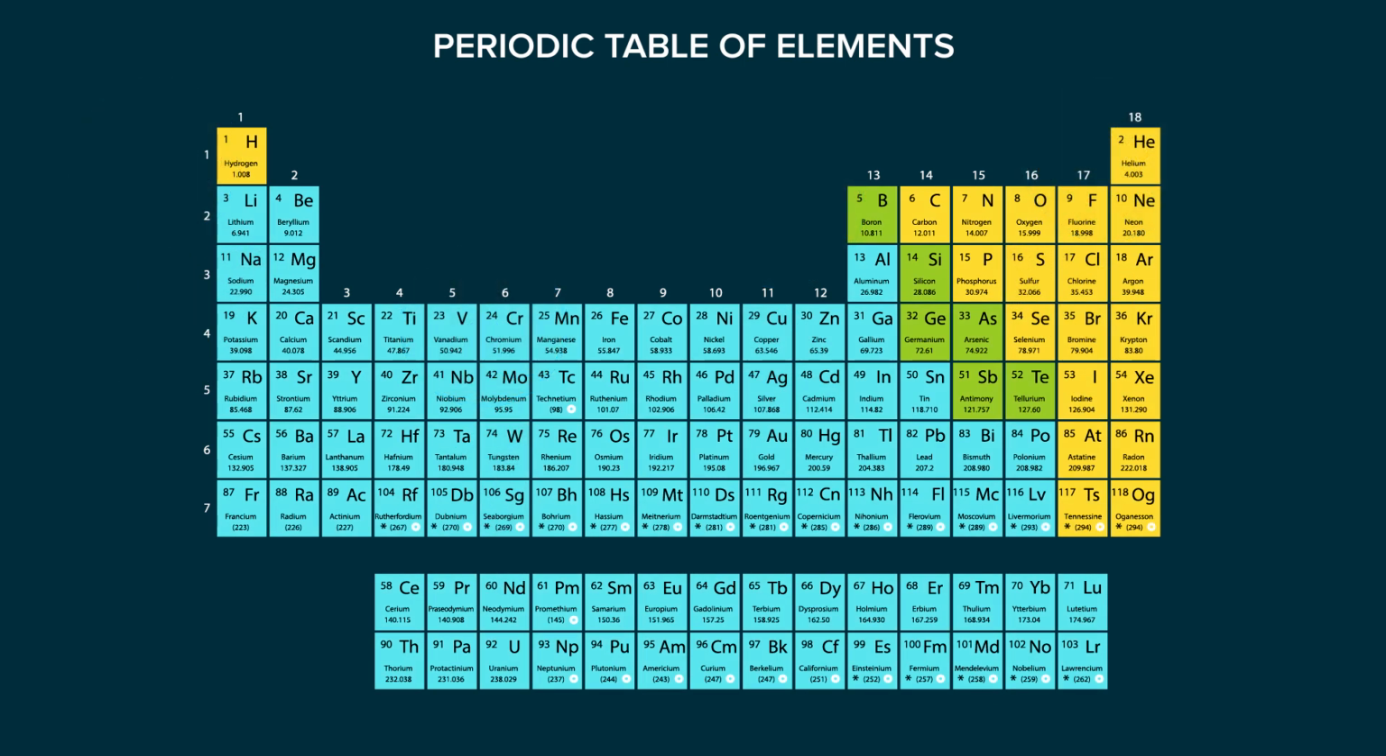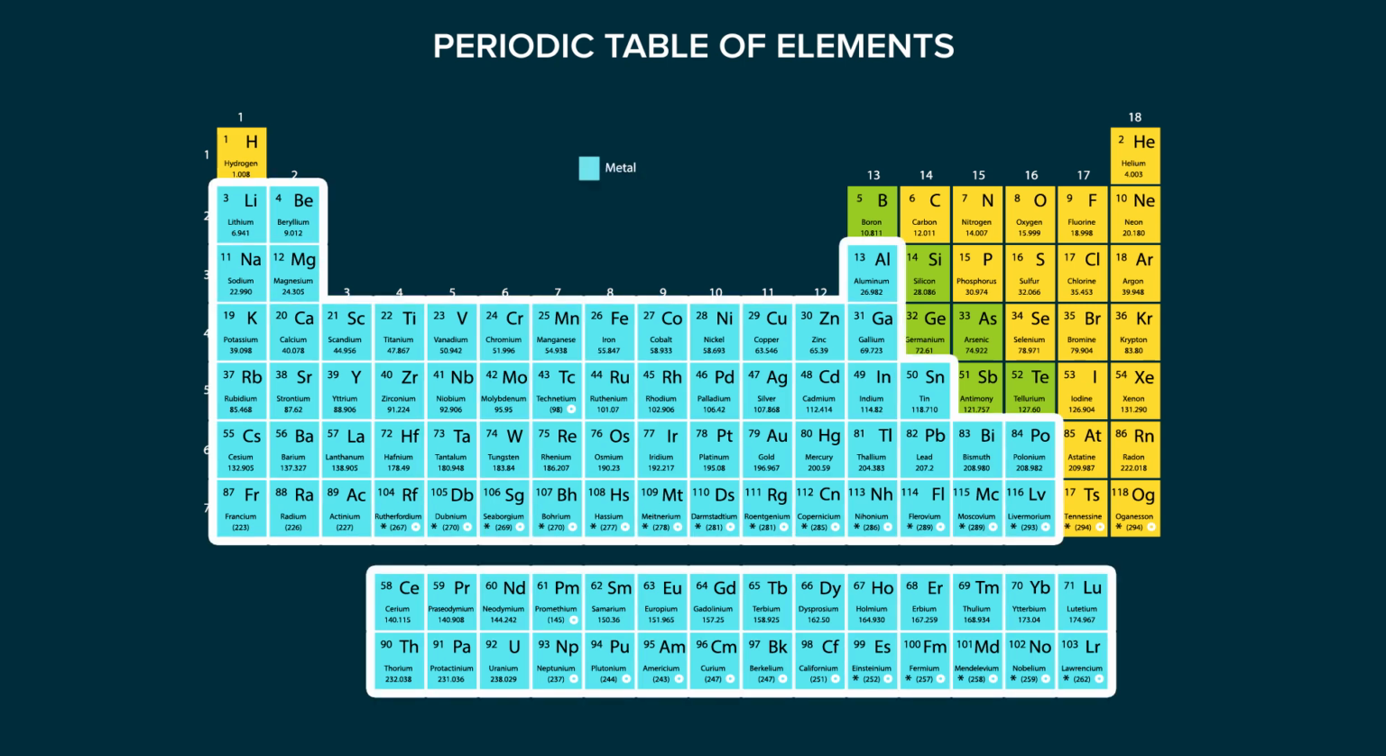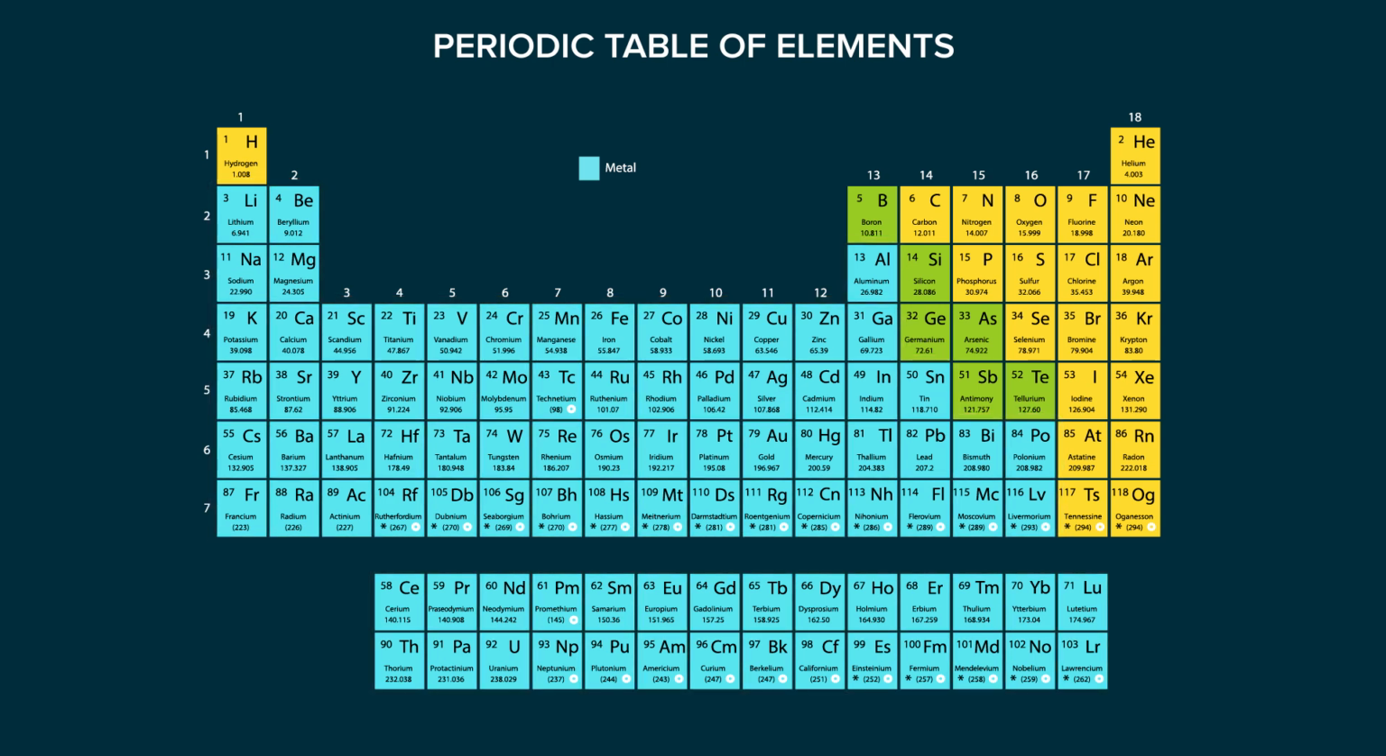Elements are classified as metal, nonmetal, or metalloid. Almost 3/4 of the elements on the periodic table have metallic properties, such as luster, malleability, and electrical conductivity. These are metals. Metals are located on the left side and in the middle of the table.